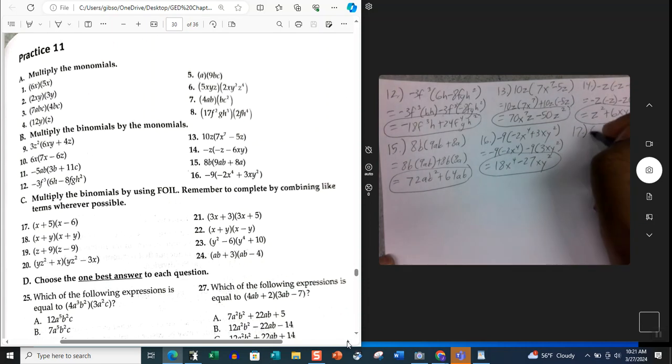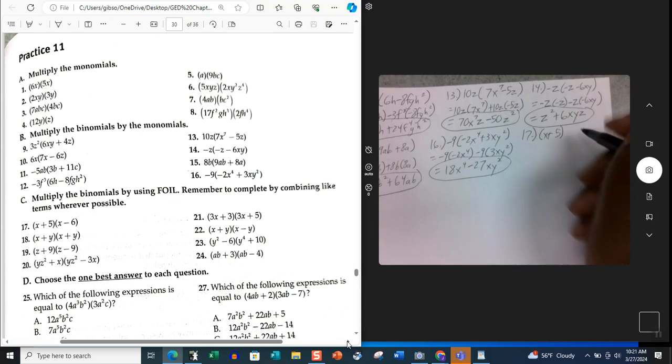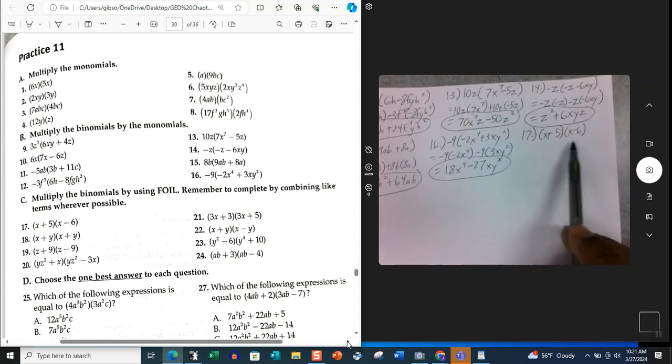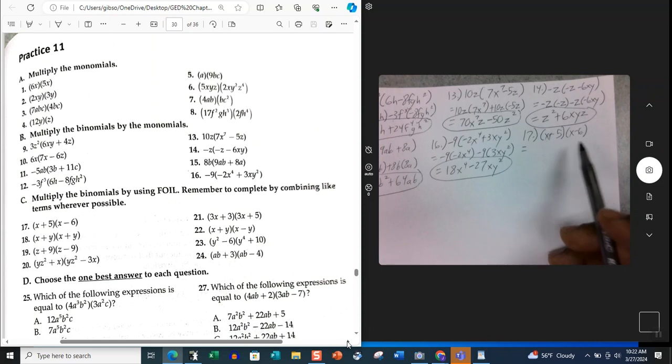We have x plus 5 times x minus 6. Now, this is multiplying a binomial by a binomial because we had two terms here. Remember, terms are only separated by addition and subtraction. So we had two terms here and two terms here. Now, with FOIL, you are supposed to take, FOIL is an acronym.